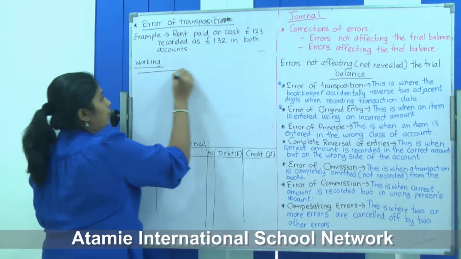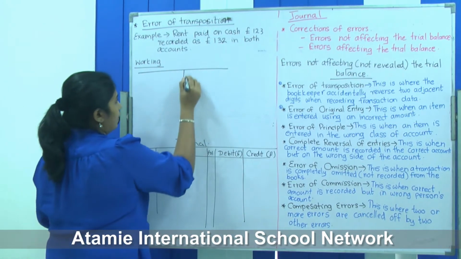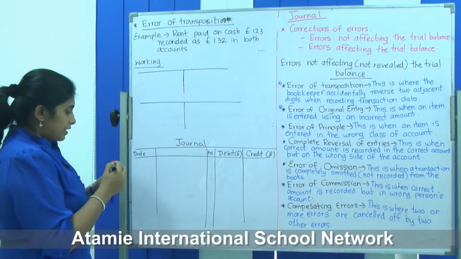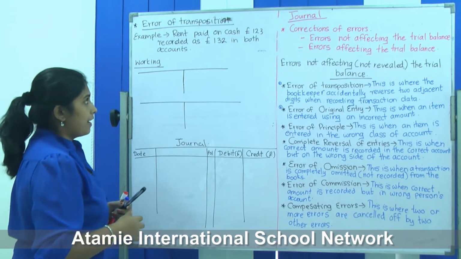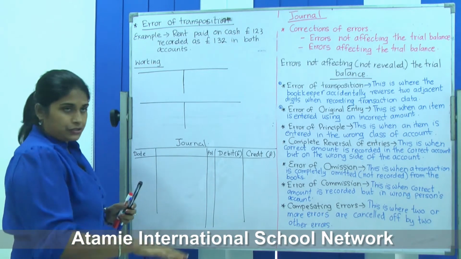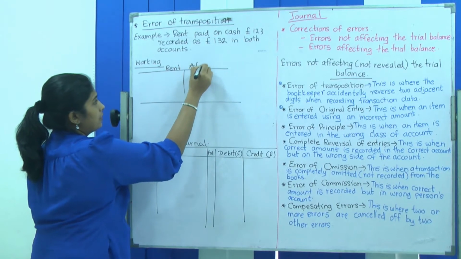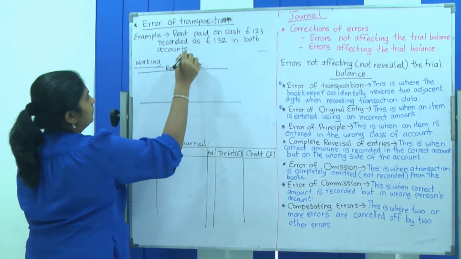First I'll show you how to record that in the T accounts. After that we'll correct the error. What happens when you pay rent in cash? Rent goes up and cash goes down. So it will be recorded in the rent account on the debit side.